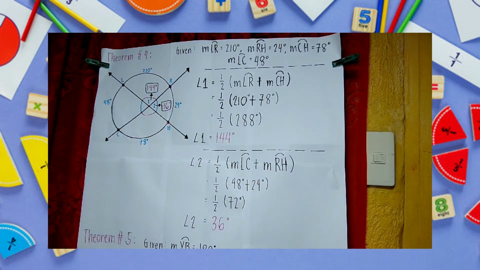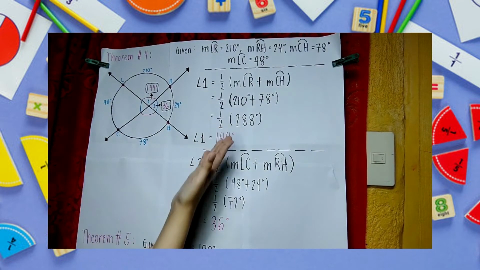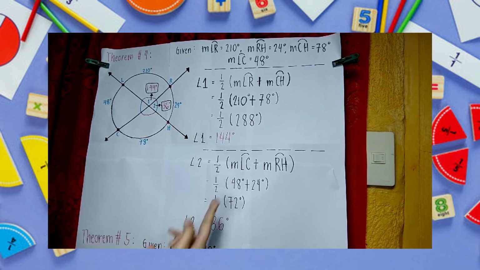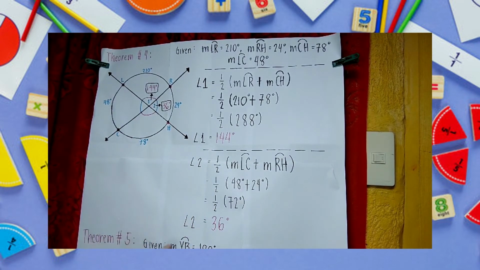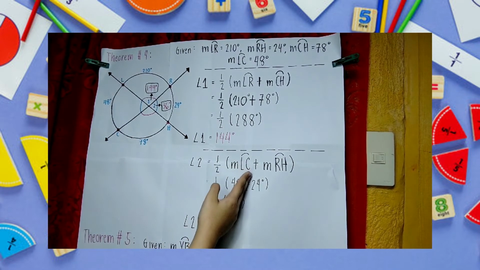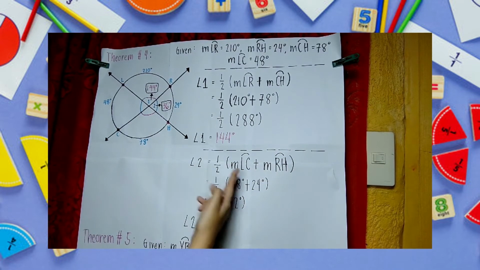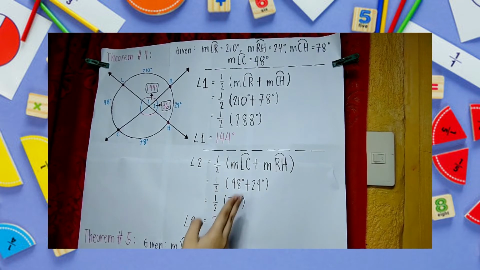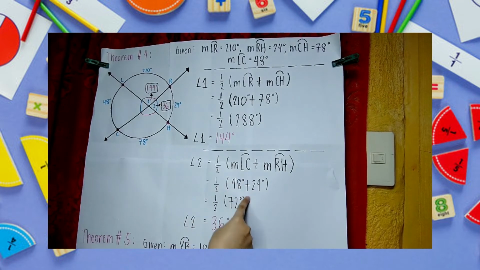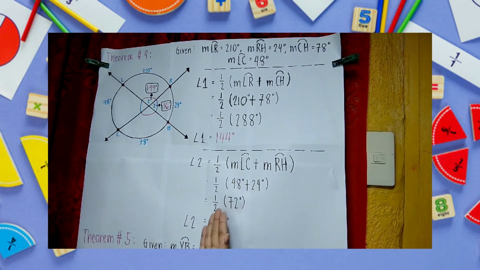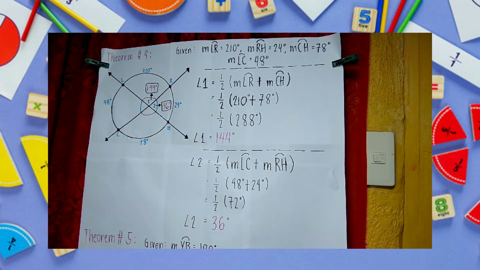Then now let's find the measure of angle 2. How to find it? Just like how we find the first angle, we're also going to add the measure of arc LC and the measure of arc RH. Arc LC is equal to 48 degrees and arc RH is equal to 24 degrees. So 48 plus 24 is equal to 72, divided by 2 is equal to 36. So now we have both the measures of the two angles.